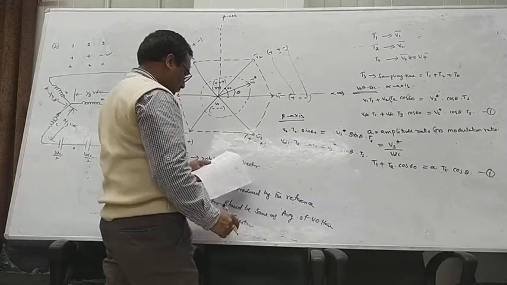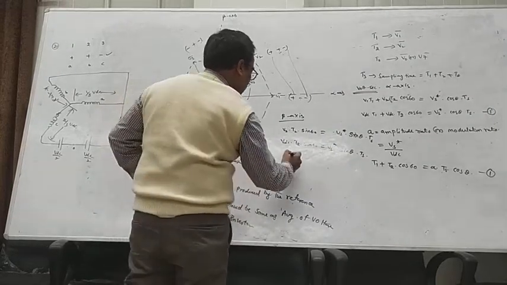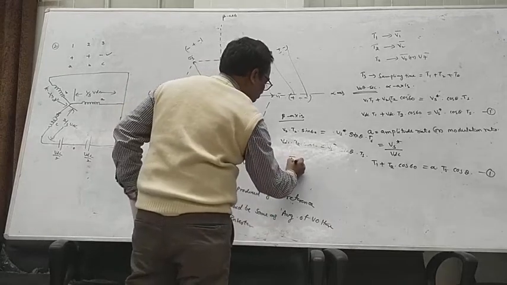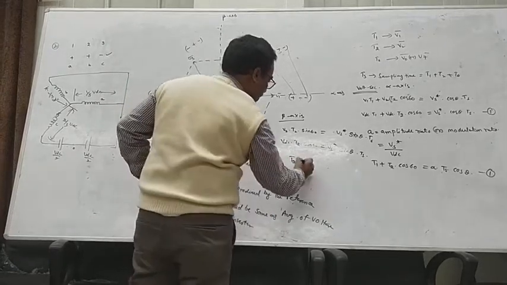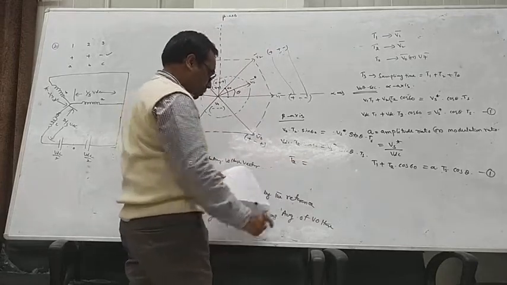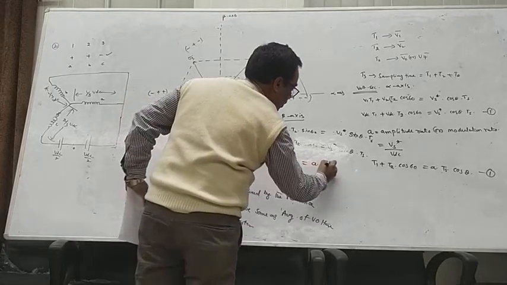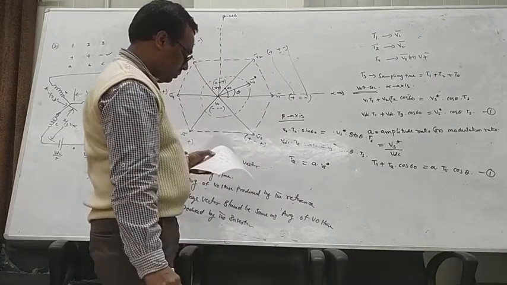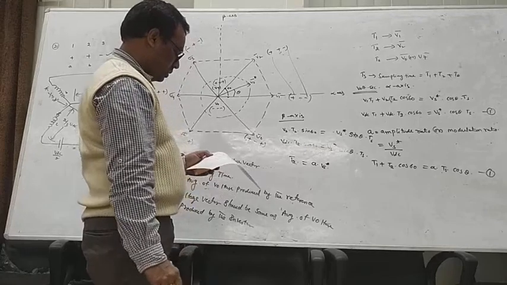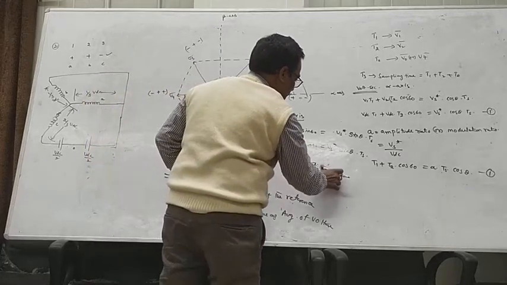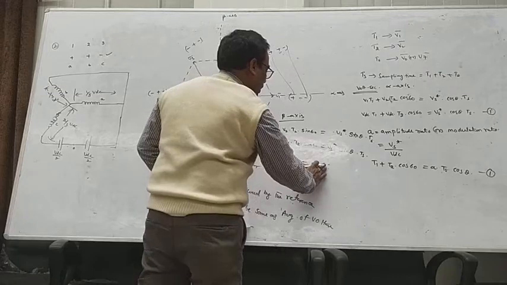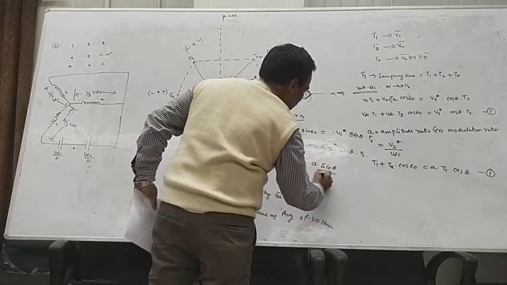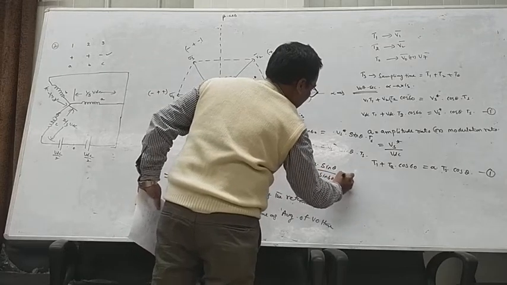So finally, if you write down the expression, T2, the sampling time T2, is equal to A into, not Vs star, A in the sense Va, A into sine theta by sine 60 into Ts.